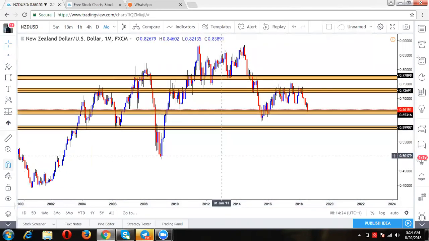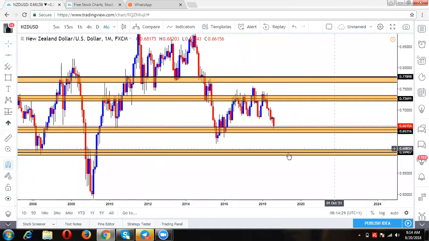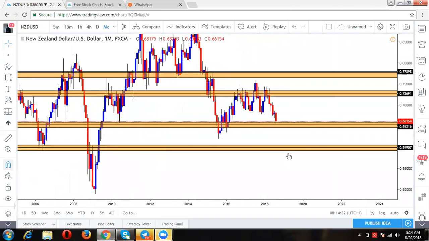Okay. So now that's it. As simple as that, we've just drawn our support and resistance for this pair, and it is on the monthly time frame.